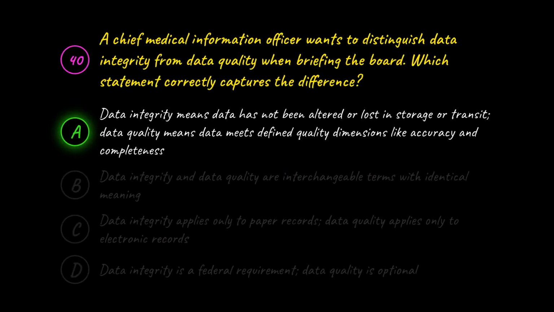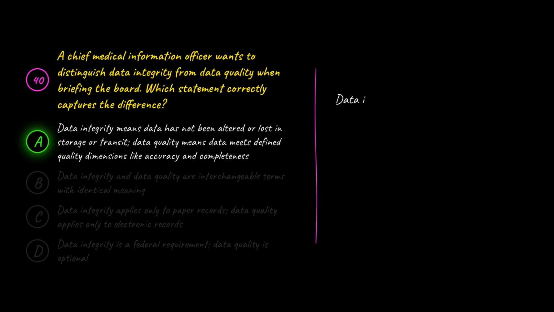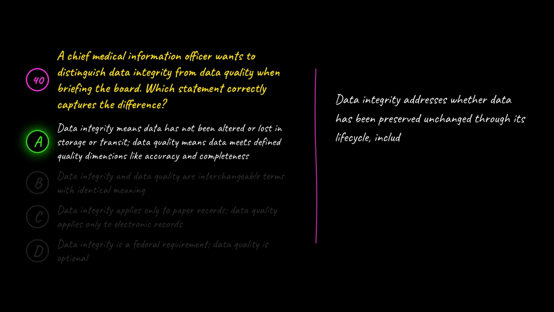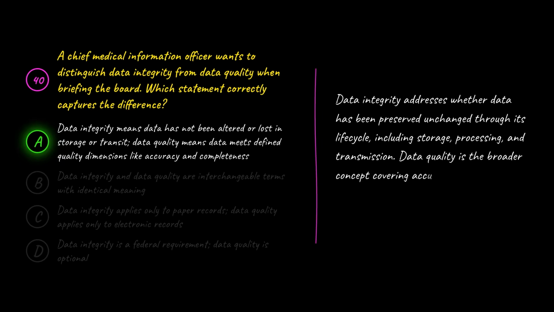The correct answer is A. Data integrity means data has not been altered or lost in storage or transit. Data quality means data meets defined quality dimensions like accuracy and completeness. A is correct because data integrity addresses whether data has been preserved unchanged through its life cycle, including storage, processing, and transmission. Data quality is the broader concept covering accuracy, completeness, consistency, timeliness, and other quality dimensions.